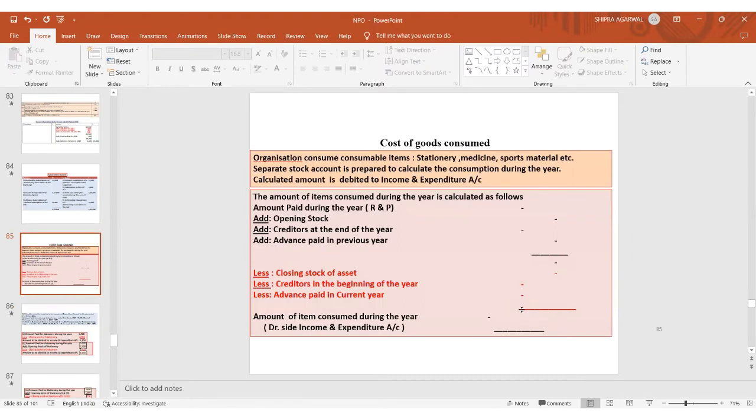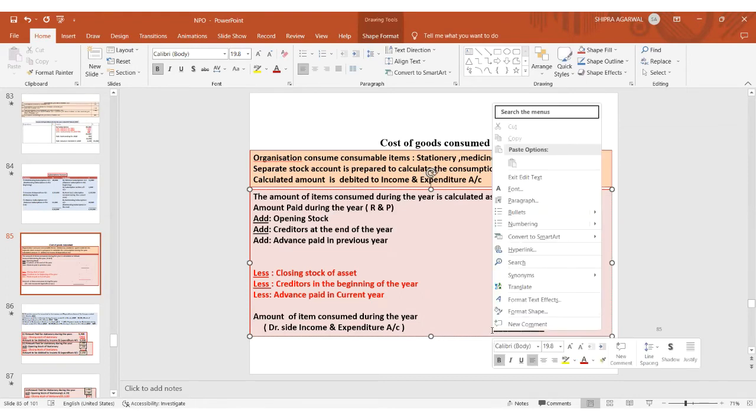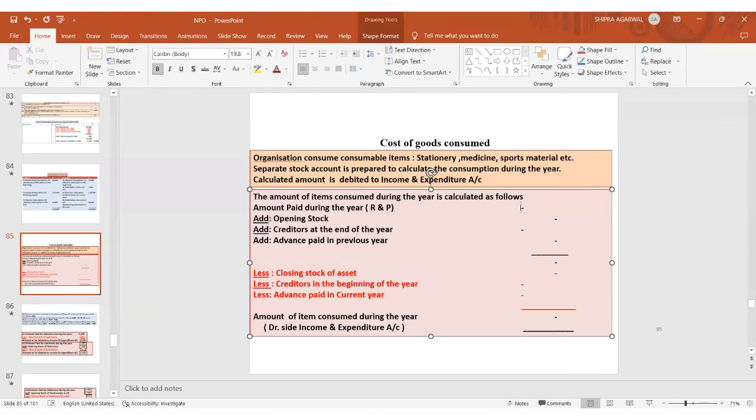Now, next is the concept related to cost of goods consumed. This is a major item, and every organization will have a different item under this, because it will vary from organization to organization. There might be a possibility that you are dealing with medicines, stationery, or some other item, depending upon that.